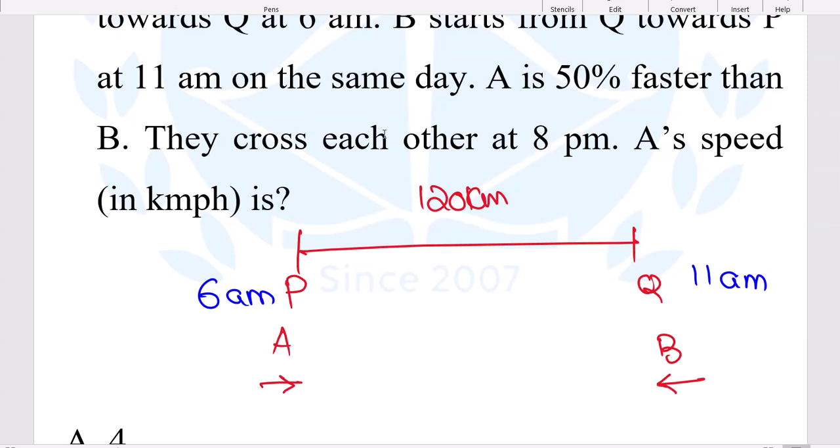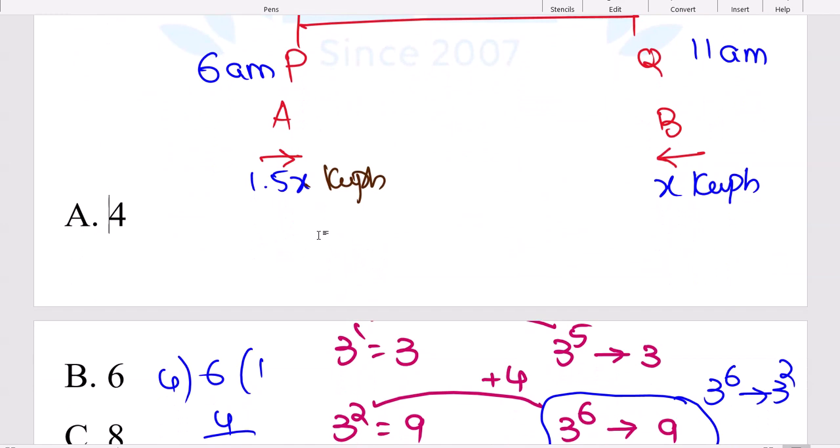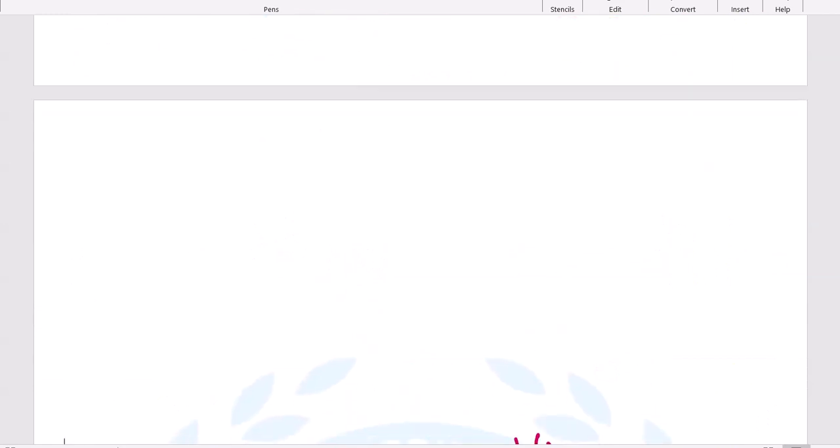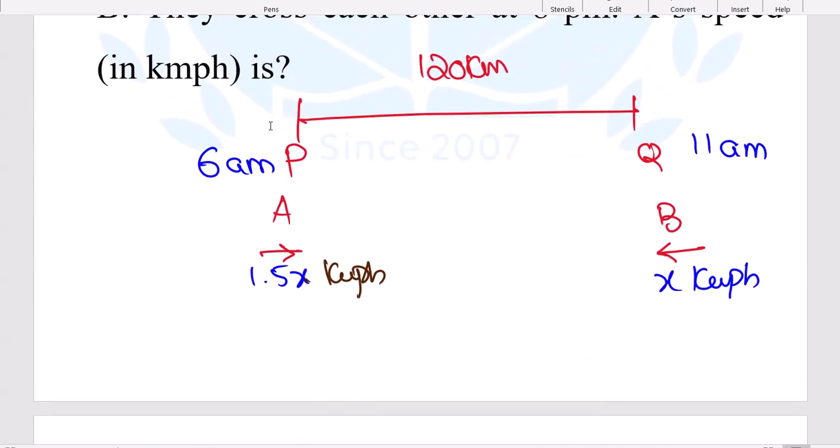It is given that A is 50% faster than B. If B's speed is x kilometers per hour, A will be 1.5x kilometers per hour. 50% more speed, right? If that is x, this is 1.5x. Or if that is 20, this is 30. 50% of 20 means 10, so if it is 20, this is 30, like this we have to take. But a very important point everyone should keep in mind: when there are two different timings in the question, we should always think about the late time situation. Among 6 a.m. and 11 a.m., what is the late time here?